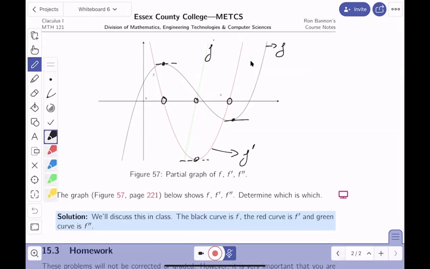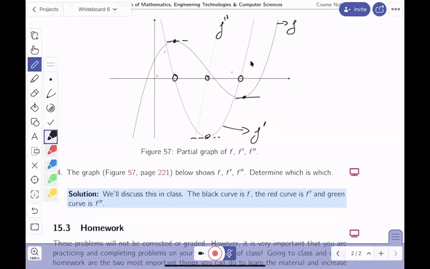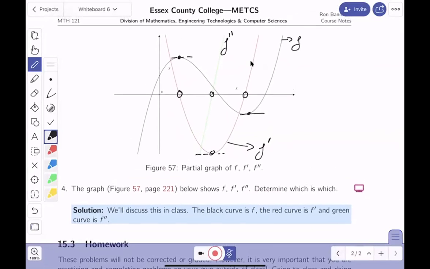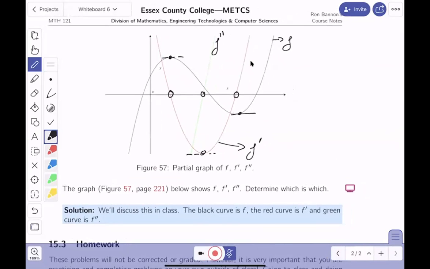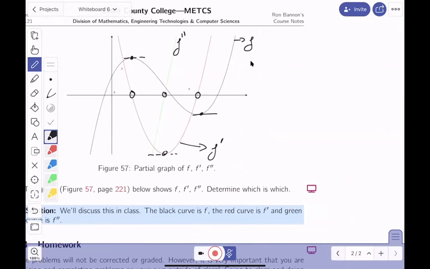F double prime. So what I do is I differentiate it. Now, of course, let's read it. What does it say? The black curve is F. I did that. It says the red curve is F prime. I did that. And the green curve is F double prime. This makes sense, I'll tell you why. The F curve is cubic. Looking at it, right? The F curve is cubic.